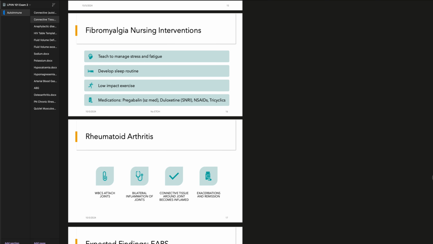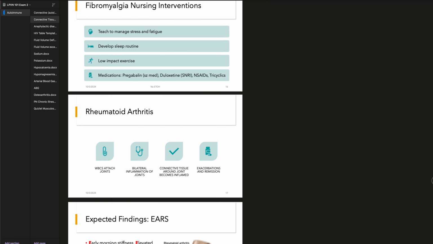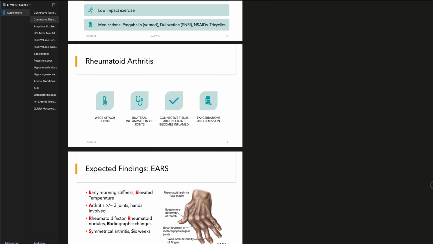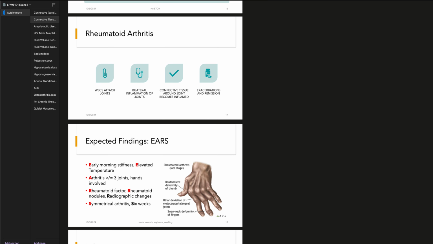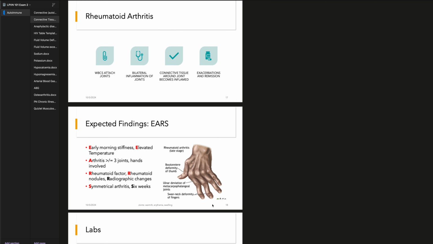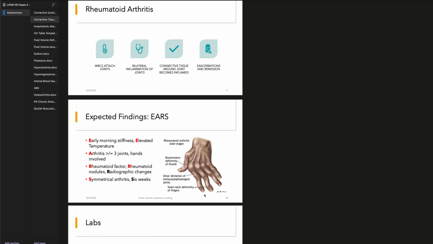Okay, rheumatoid arthritis. White blood cells attack their joints. It's symmetrical. It's on both sides of the body. And they also get exacerbations or remissions, just like every other autoimmune disease. This is the way their fingers look. This is called swan neck deformity. Now the hallmark of this, or one of the hallmarks, is that they're going to have early morning stiffness and an elevated temperature. So people with autoimmune diseases should take their temperature every day, just like somebody with HIV.